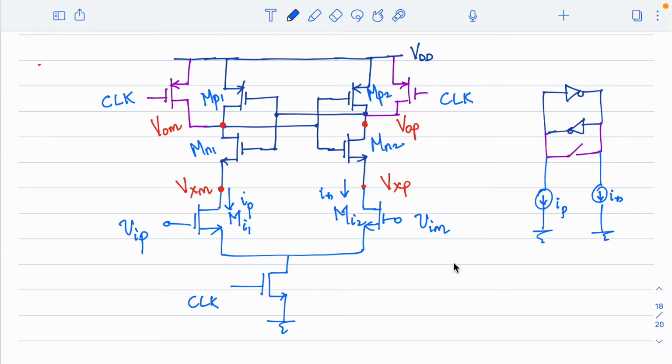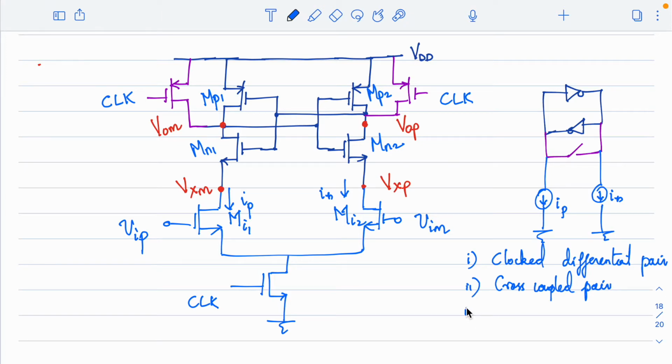So if you look at the circuit, we can see that there is a differential pair which is clocked because it works on this tail current source. It is basically a clock. There is a switch connected with the clock, so we call this a clocked differential pair. Then what we have here is back-to-back inverters which form the cross-coupled pair for regeneration. And finally what we have is a switch.